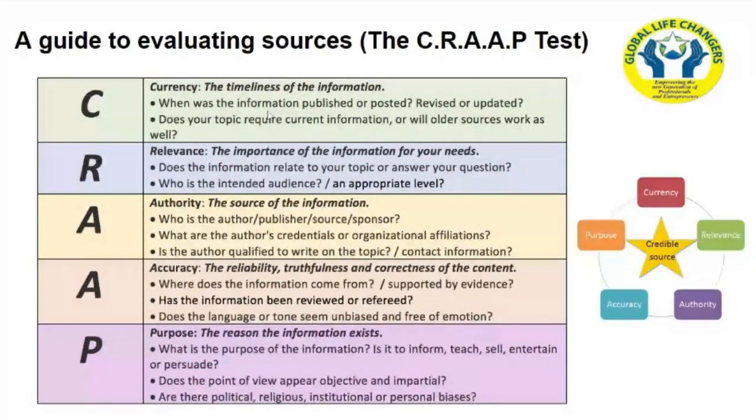C stands for currency. That's the timeliness of the information. When was the information published or posted? Was it revised? Has it been updated ever? Does your topic require current information or will older sources work as well? And then R stands for relevant. Does the information relate to your topic or answer your question? Who is the intended audience? Who is the information meant for? Who is their target audience?